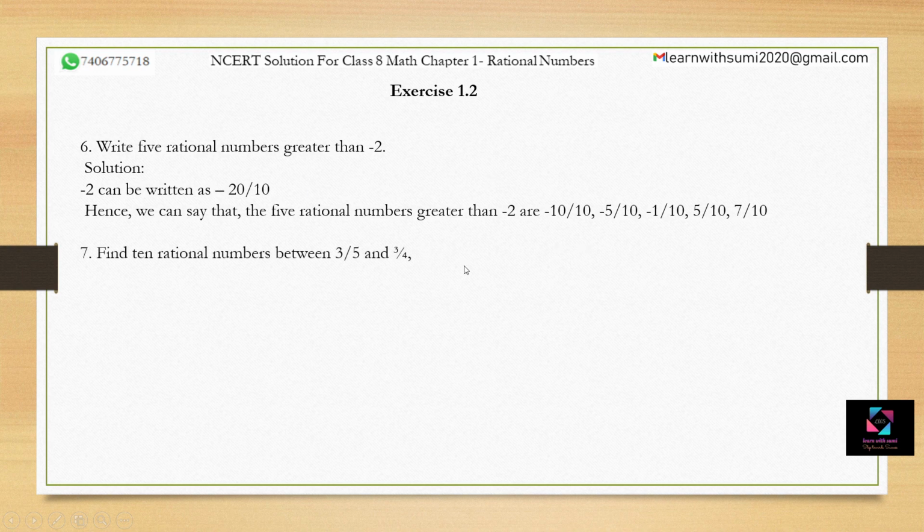Now we will move on to the next question. Find 10 rational numbers between 3 by 5 and 3 by 4.